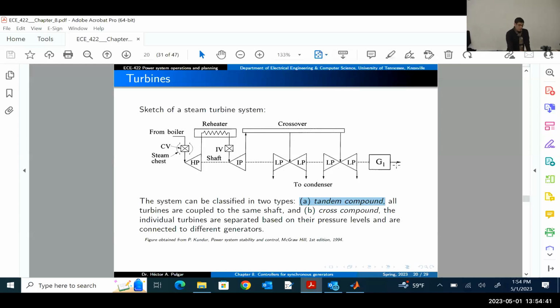In this configuration, we're going to have three types of main dynamics. One has to do with the steam chest. We will have a boiler that will produce steam at high pressure, high temperature, and that steam is going to be sent to the steam chest. So here we're going to have the dynamics of the steam moving inside the steam chest, and that's going to be one main dynamic. We are going to have a valve that will control the flow of steam. And we can have some dynamics associated with the valve as well.